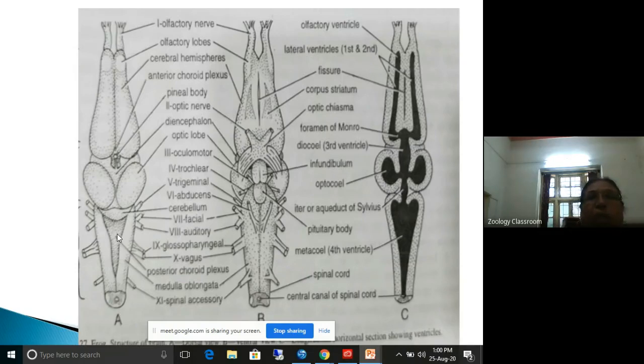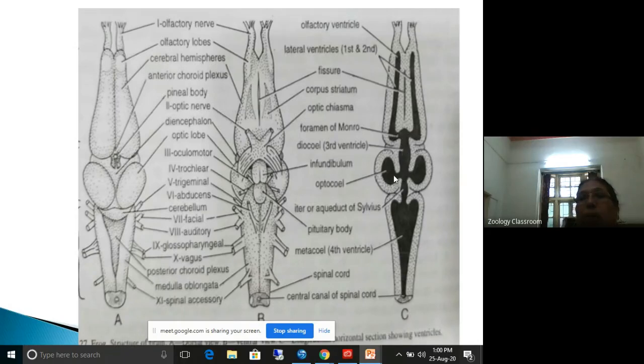These are found in the ventricles, which are the cavities of the brain. The cavity of the olfactory lobe is called rhinocele. Then there are the first and second lateral ventricles, also called paracele. These two lateral ventricles unite through the foramen of Monro. Then it joins the diencephalon cavity, diocele or third ventricle.